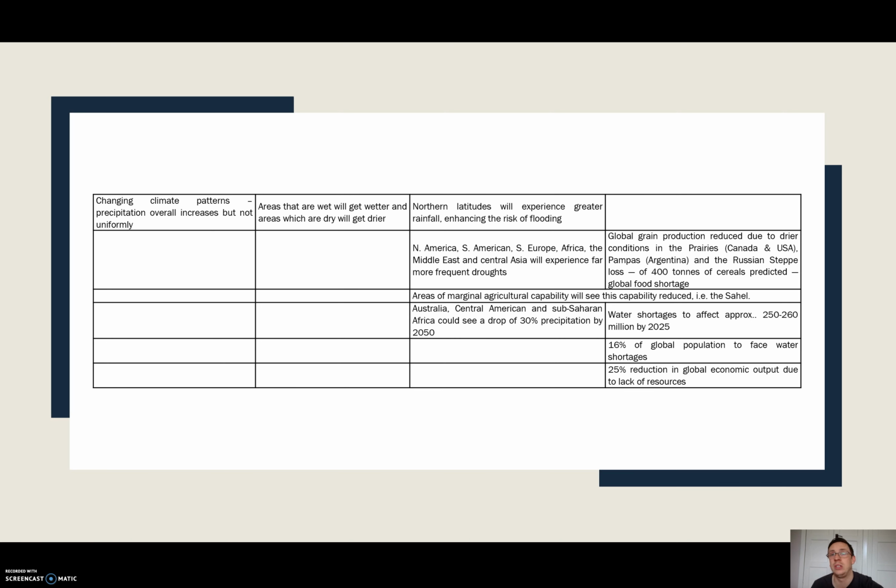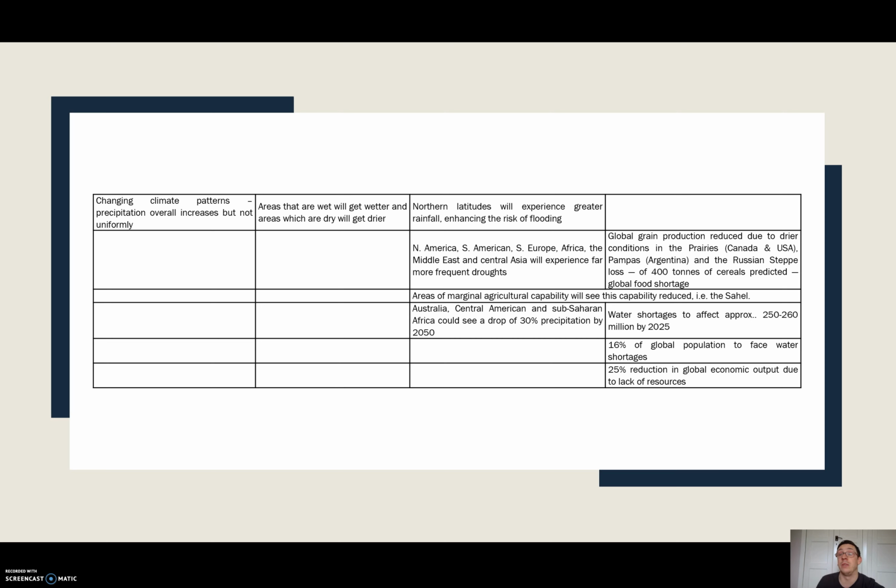A whole host of areas, the Americas, Southern Europe, Africa, and the Middle East, Central Asia as well, are going to experience much more frequent droughts, and that's going to have a huge impact on food production, particularly grain production. Areas like the prairies, and there are others mentioned here, that are huge areas of global grain production, are going to suffer due to a lack of rainfall, and that could lead to serious global food shortages.